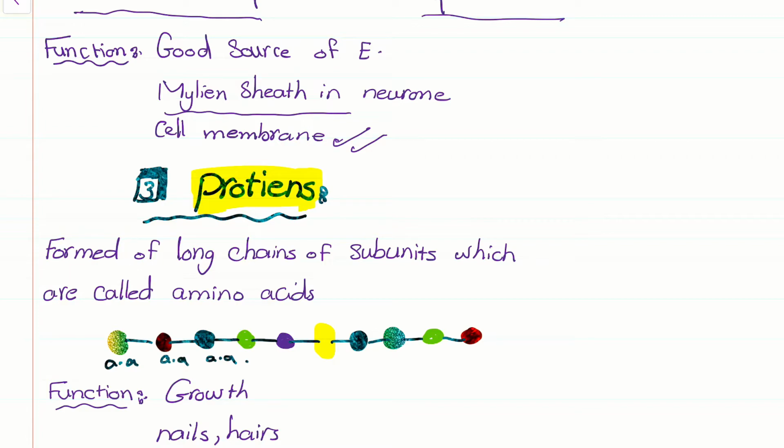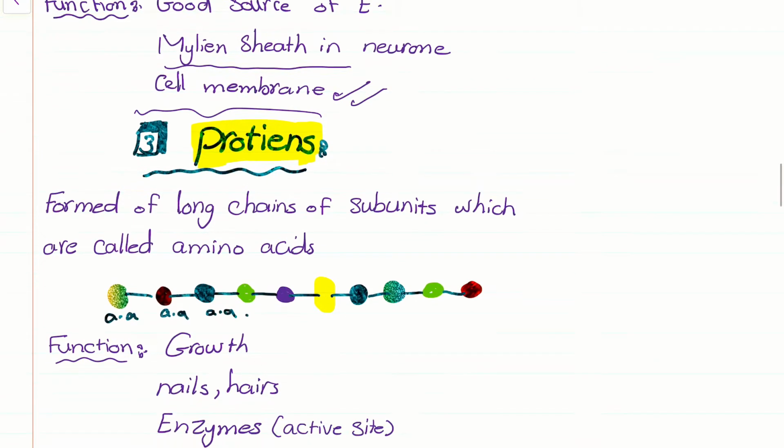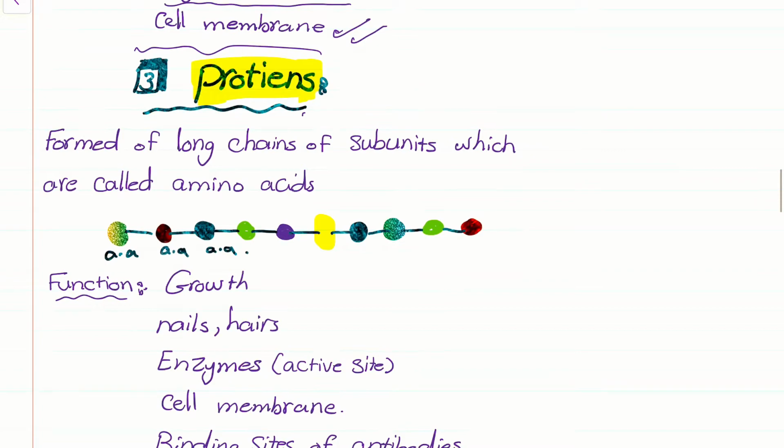If you remember, we described the cell membrane as a thin layer of fat and protein. So we have the cell membrane, which is made up of fat. Proteins, this is the third one, are formed of long chains of subunits. What are these subunits called? Amino acids. We have different amino acids, as you see, which combine together to form a long chain of amino acids, which is called protein.